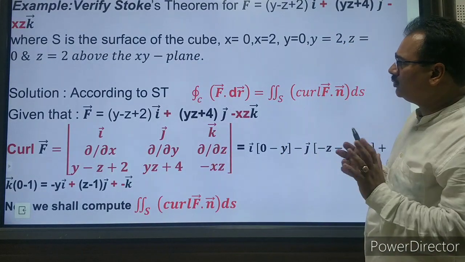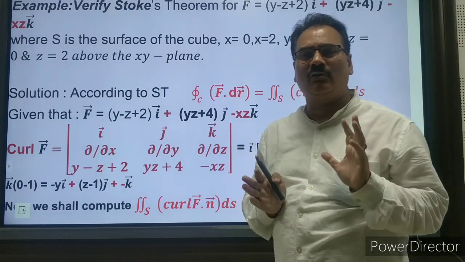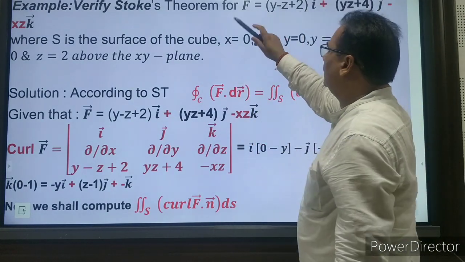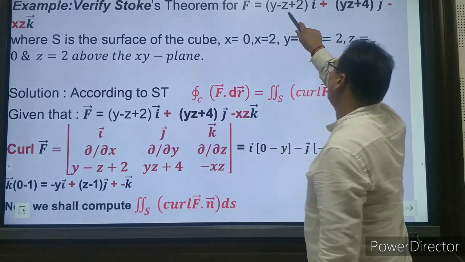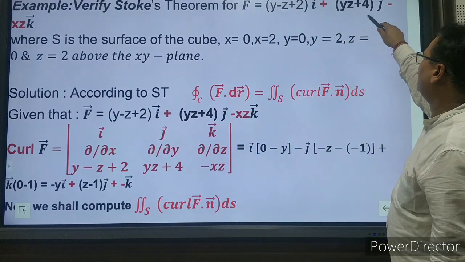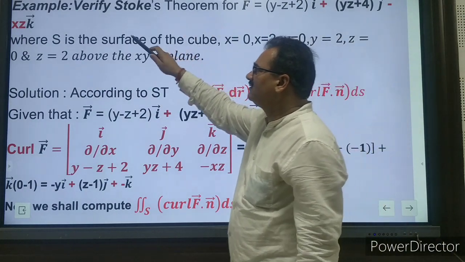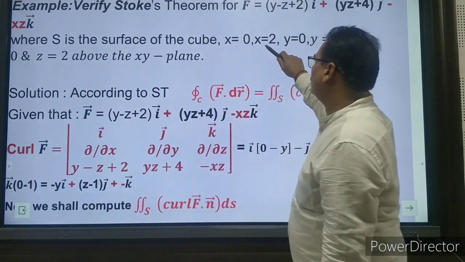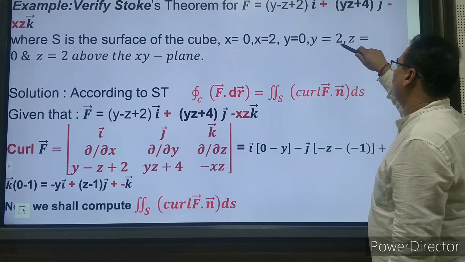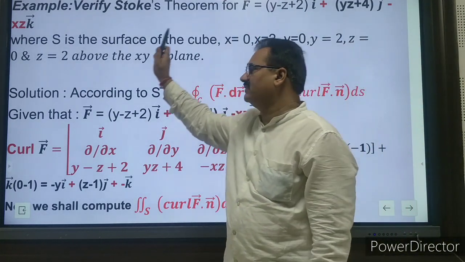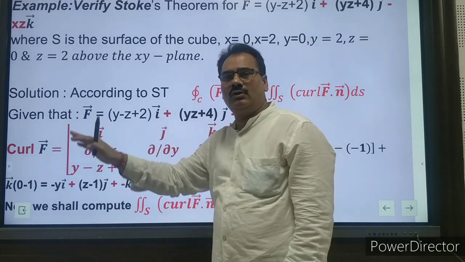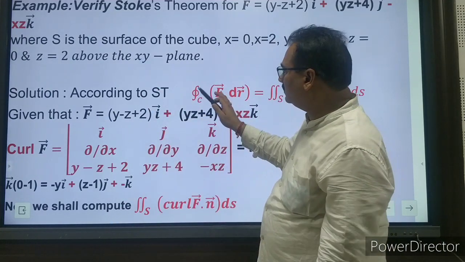Now, as I said, an example is required to verify Stokes theorem. So I have taken one example, and we will go through it very quickly. Verify Stokes theorem for F = (y − z + 2)i + (yz + 4)j − xz k, where S is the surface of the cube x = 0, x = 2, y = 0, y = 2, z = 0 and z = 2, above the xy plane. Then how can you solve the problem? Let us look at the solution.